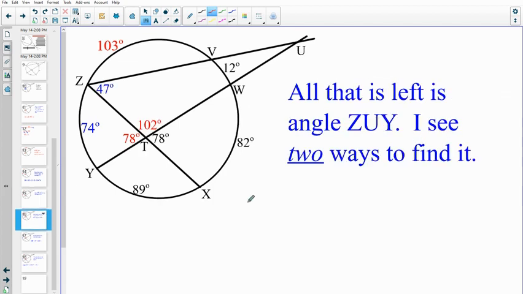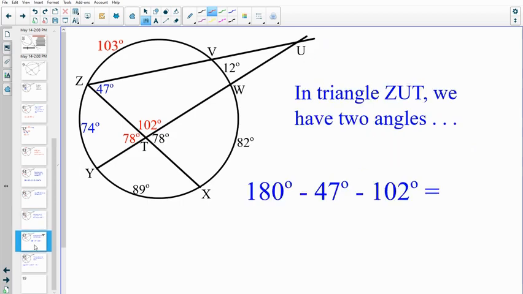And then finally, the only thing I have left to find is this angle out here, and I've got a couple of ways that I can find that. I'm going to pause just a moment, let you think about how you would find angle ZUY, this angle out here. And I'm not going to pause very long, because if you want more time to think about this, you can pause the video, but I'm going to show you both of them.